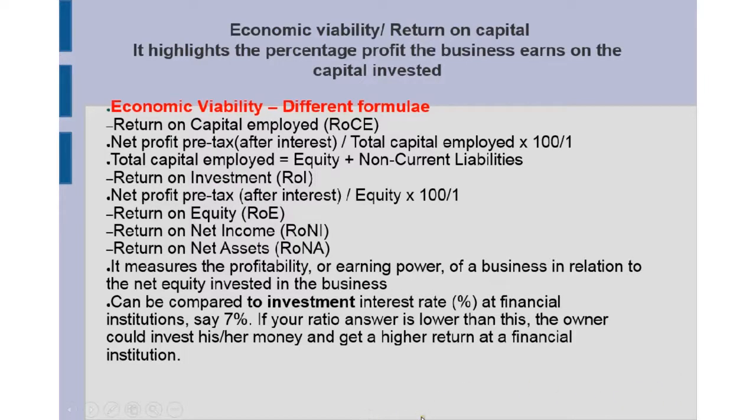Another calculation will then be the return on investment, or the ROI, and that will then be the investment of the owner, meaning then the net profit pre-tax after interest divided by the equity, or the owner's equity, and then to get the percent we multiply by 100 over 1. We also have the ROE, or return on equity, using the same figures, return on net income and return on net assets. And the abbreviations you will also see there in your books. So what does it measure? It measures the profitability or earning power of a business in relation to the net equity invested in the business.